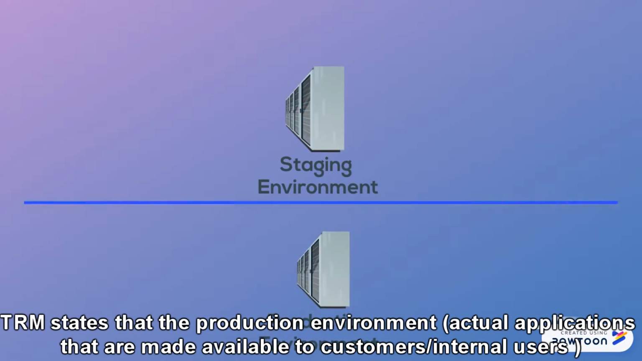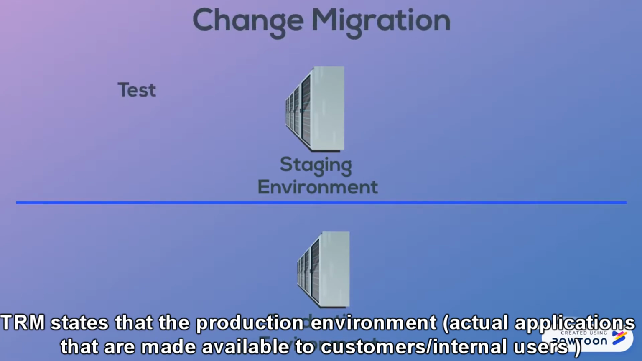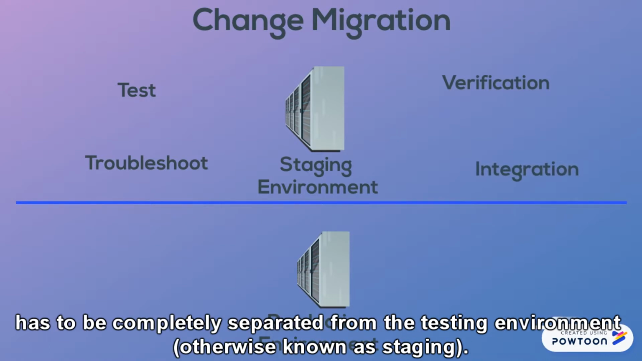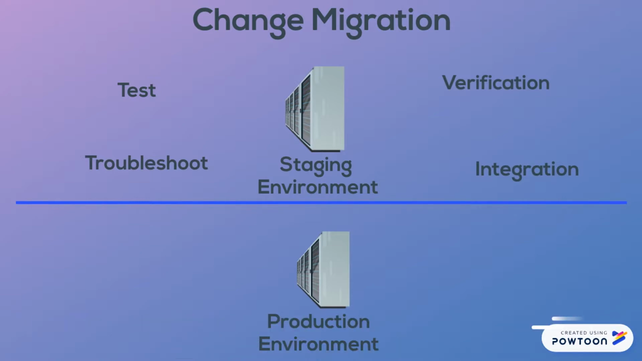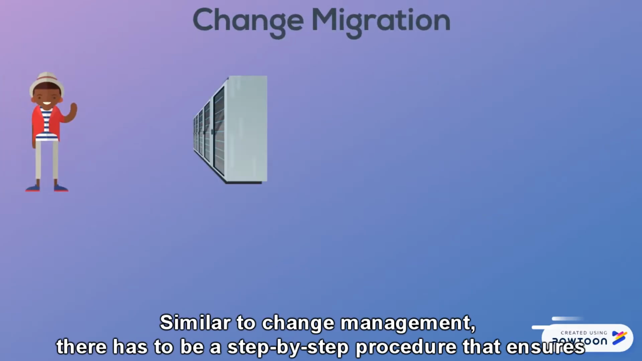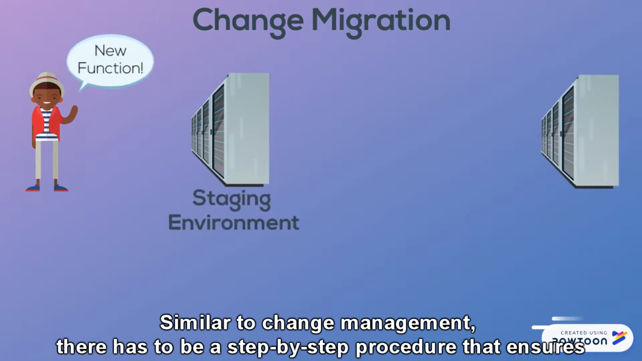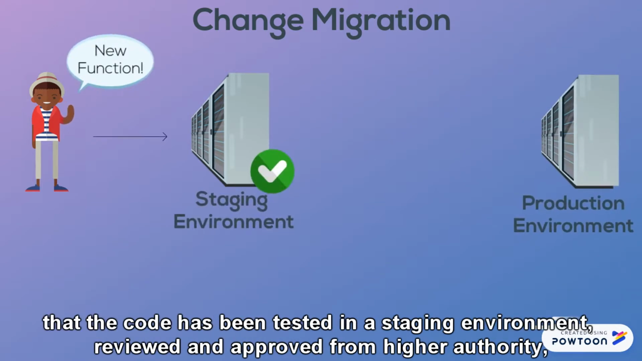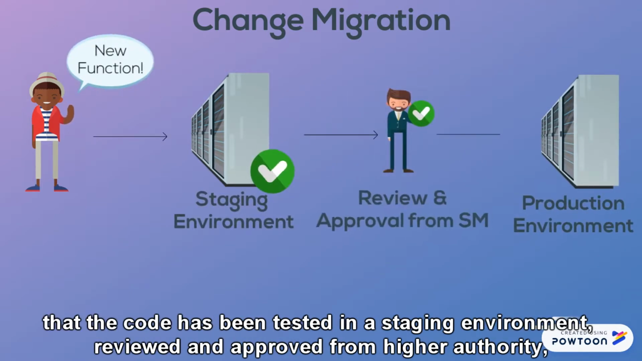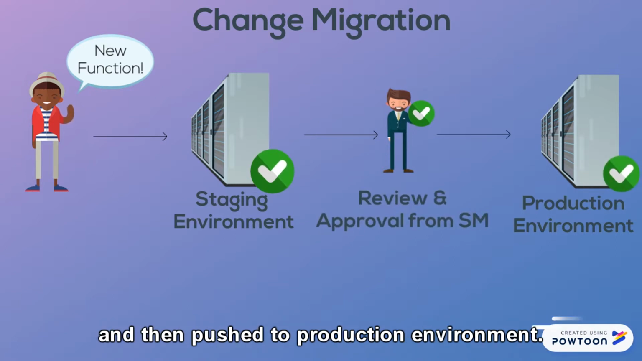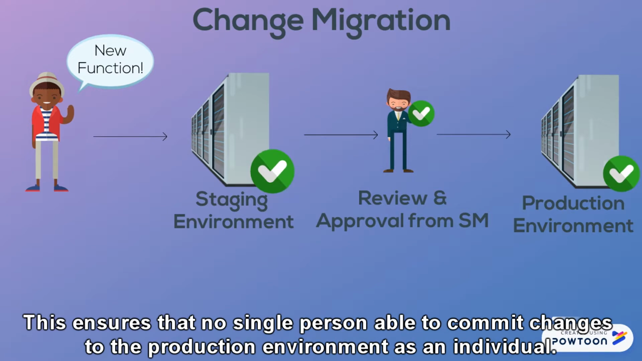TRM states that the production environment, or the actual applications that are made available to customers or internal users, has to be completely separated from the testing environment, otherwise known as staging. Similar to change management, there has to be a step-by-step procedure that ensures that the code has been tested in a staging environment, reviewed and approved by a higher authority, and then pushed to the production environment. This ensures that no single person is able to commit changes to the production environment as an individual.